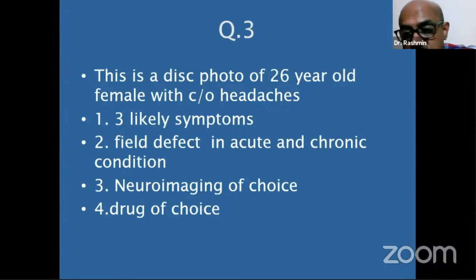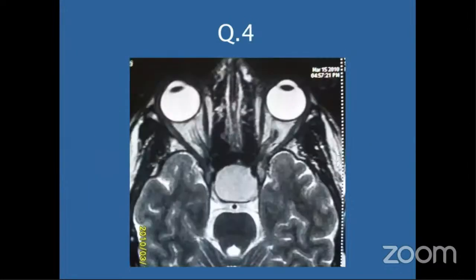Chronic papilledema visual field is one of the differentials of ring scotoma or a tunnel vision. Apart from retinitis pigmentosa and glaucoma, chronic papilledema can also cause tunnel vision or generalized constriction of visual field. Neuroimaging of choice, and all of you missed it, is apart from MRI, these patients would require most of the time MRV, MR venogram, because you want to rule out thrombosis of venous sinuses. And drug of choice, of course, everybody will know, would be? What would be the drug of choice to treat? Acetazolamide. Absolutely right. Very good.